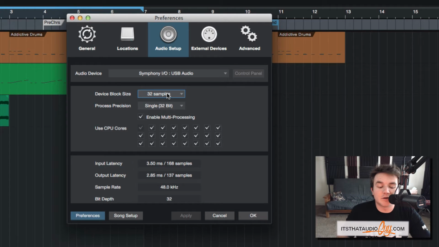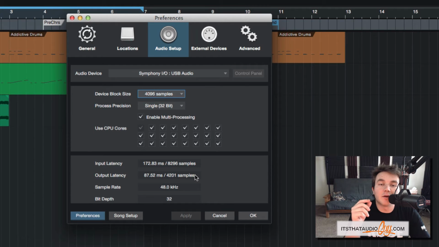So why not just always put it on a high sample size? Well, if you are trying to record a vocalist or a guitar or play piano or whatever it may be, and there's a delay when you're talking or playing or singing, then that is what that is. It's because when you increase these samples, then your latency gets increased. And that is the time it takes from your mouth to go into the microphone, into the computer, process, and then back out into your headphones.